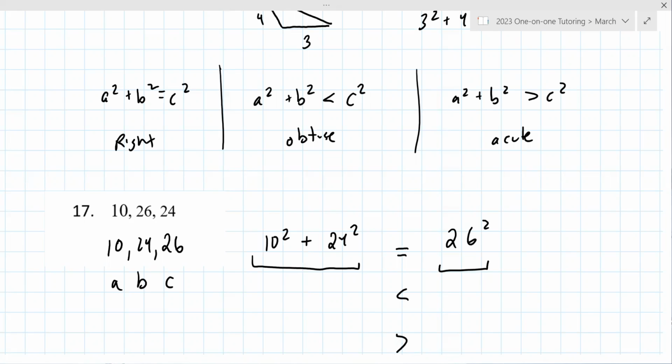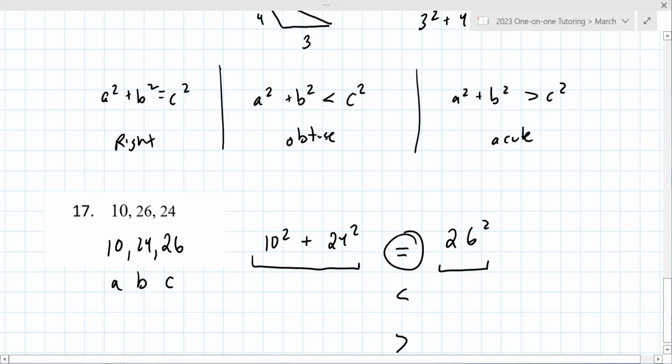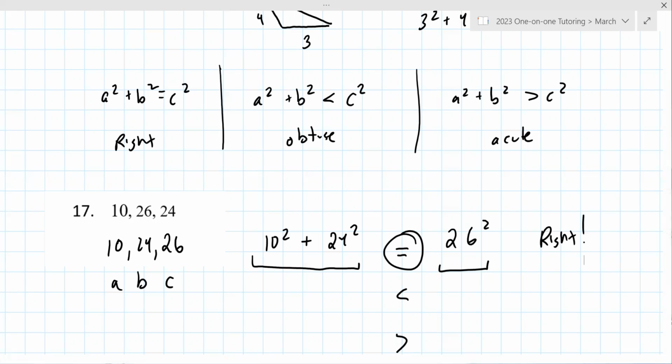They're equal. So what does that mean? Is it right, obtuse, or acute? Right. Yes. Okay, so the process is repeated here, so we'll just keep going.